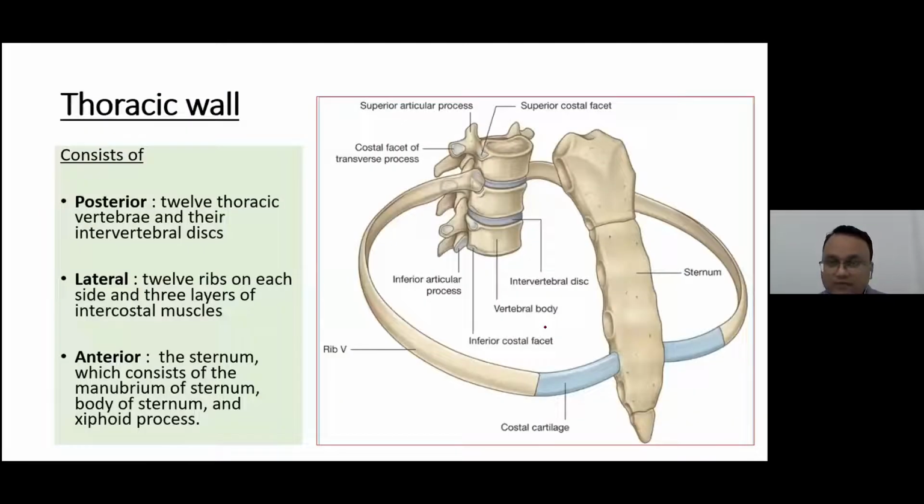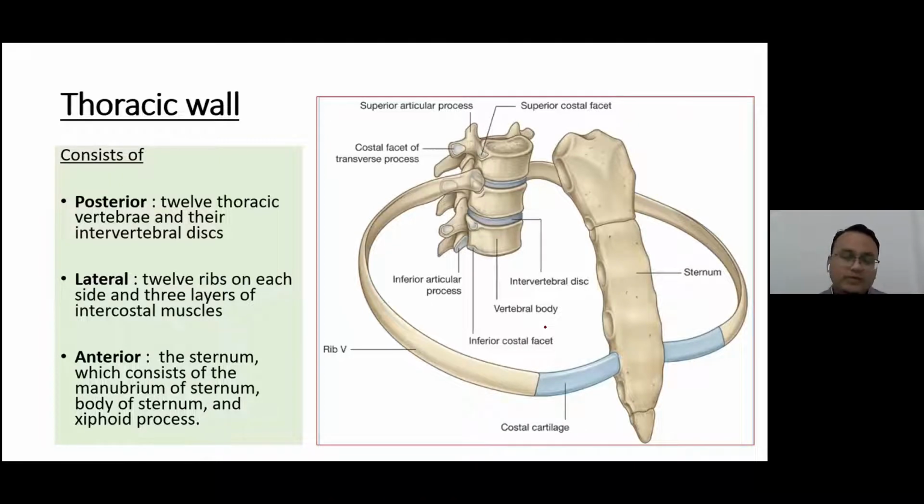So a quick review on this, okay, we'll be looking at the thoracic wall. The thoracic wall is made up posteriorly by the 12 thoracic vertebrae, right? The 12 thoracic vertebrae posteriorly, okay, form this part of the wall. Laterally, you have the 12 ribs on each side, and anteriorly, you have the sternum, okay?